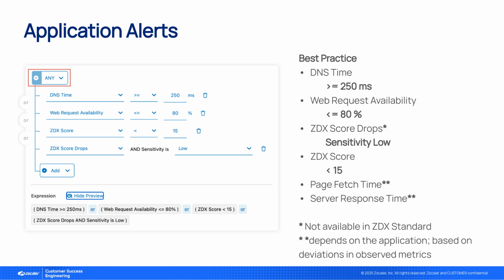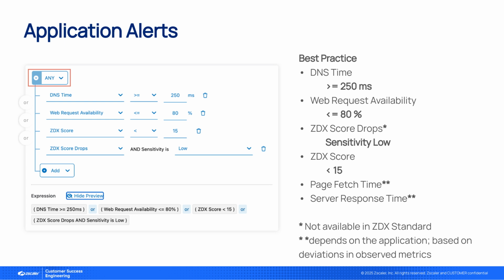Then, the recommended criteria to configure are DNS time, superior or equal to 250 milliseconds, web request availability, inferior or equal to 80%, ZDX score, inferior to 15, ZDX score drop with a sensitivity of low, which will monitor for large drops in the ZDX score for the application, page fetch time, and finally, server response time.